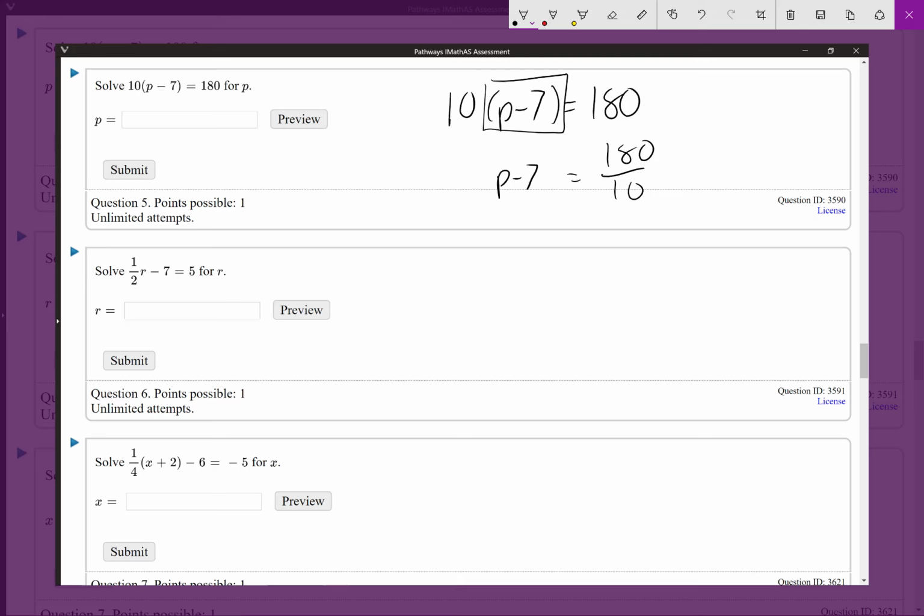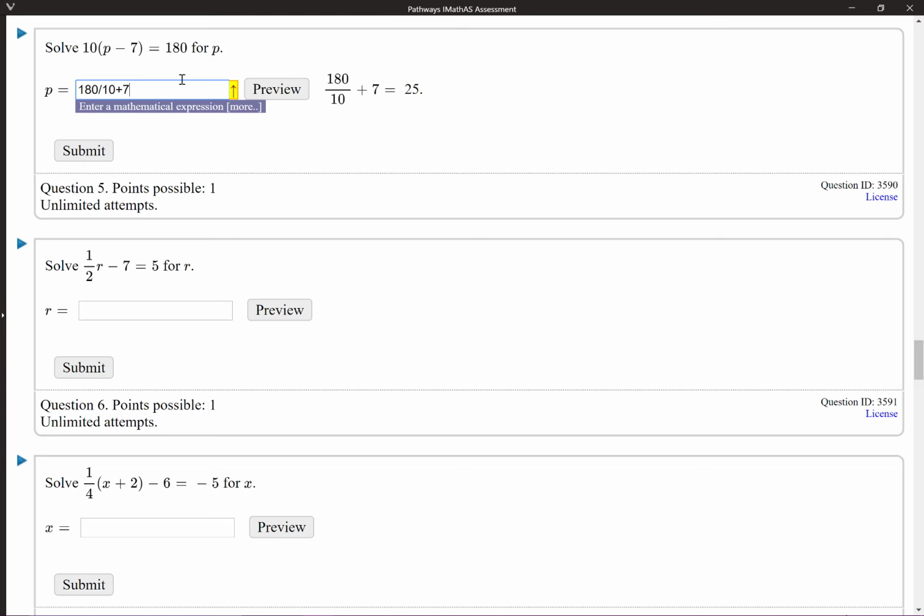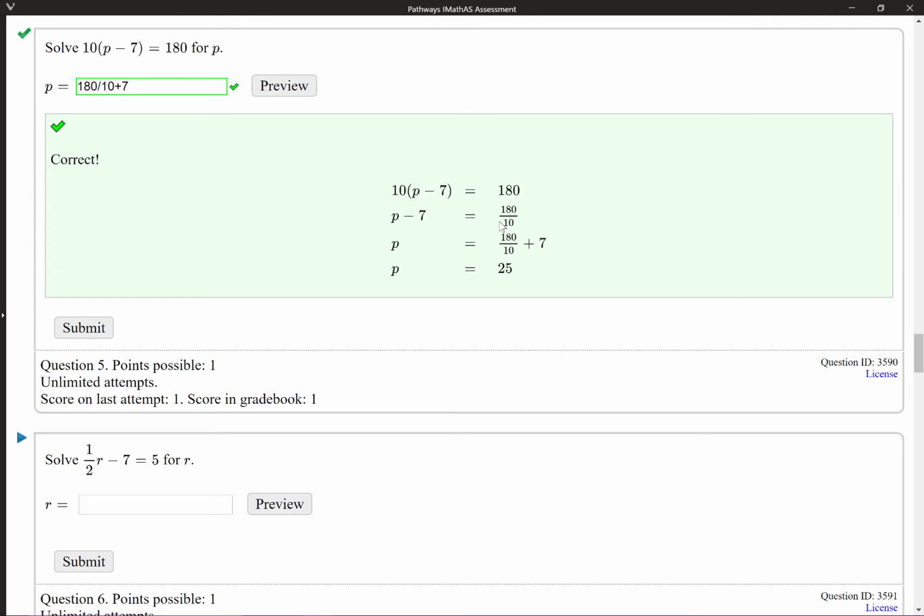Now we can think of p minus 7 as some number minus 7, and this has a value of 180 divided by 10. And therefore, this some number must be 7 greater than 180 divided by 10. Therefore, p is equal to 180 divided by 10 plus 7. Let's type this into iMathAS. Therefore, the solution to this equation is 25. Now let's try one more.